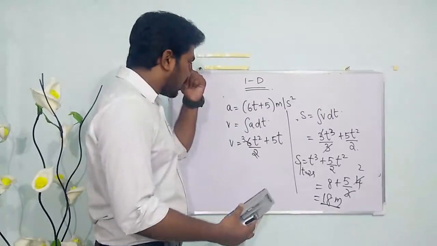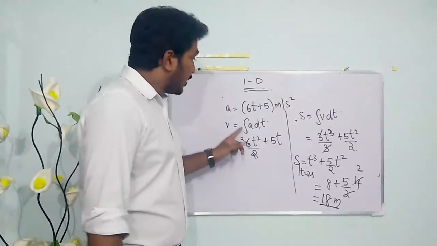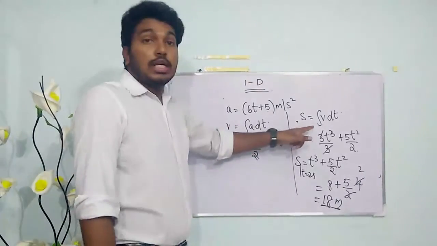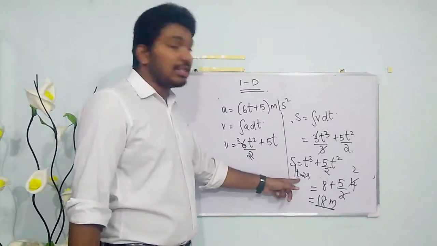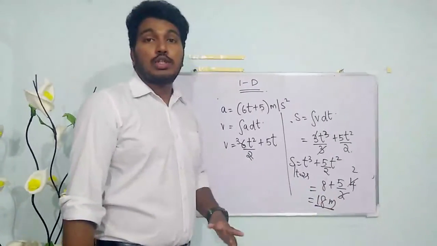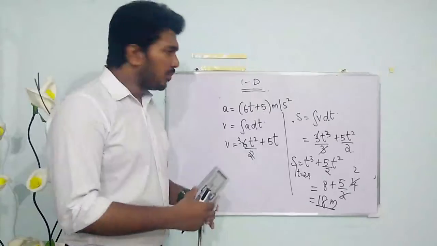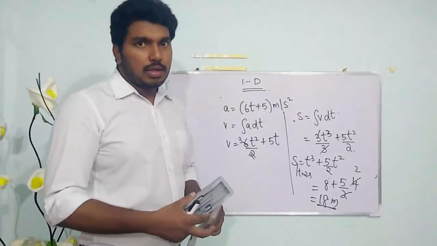So we are given acceleration. We are taking the integral to get velocity. Again we are taking the integral to get displacement. And finally we are finding what is the distance traveled at 2 seconds. That is corresponding to 18 meter. Okay. So I guess that's a very simple question, right? You'll be able to tackle it.